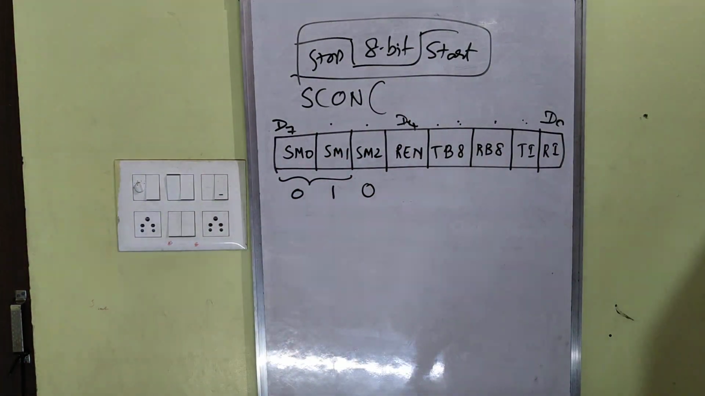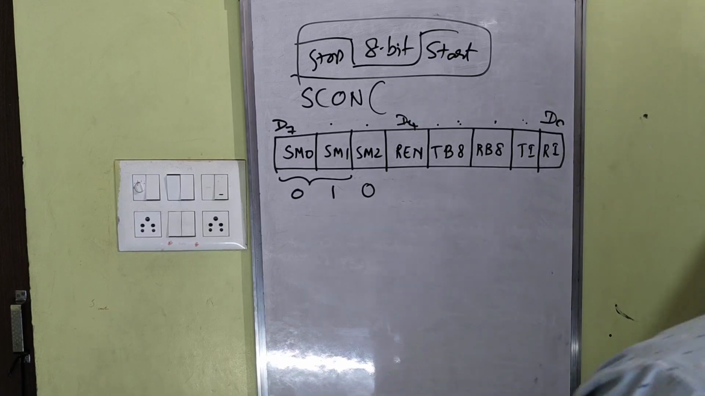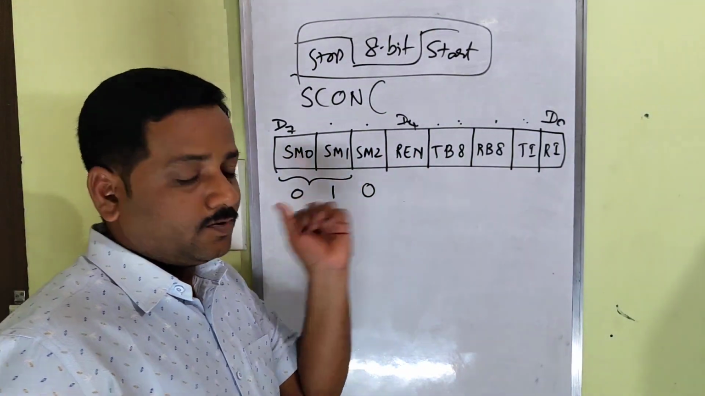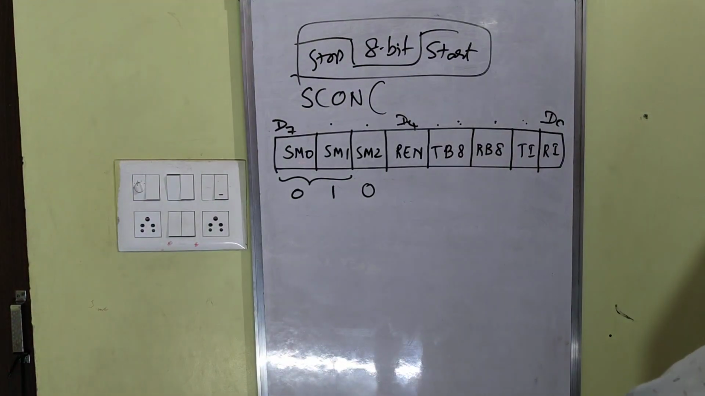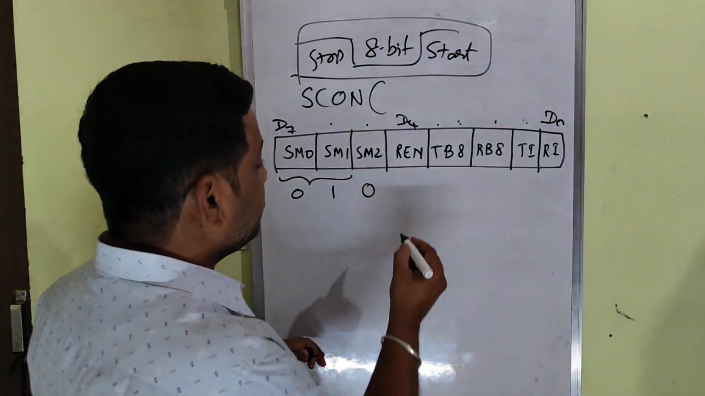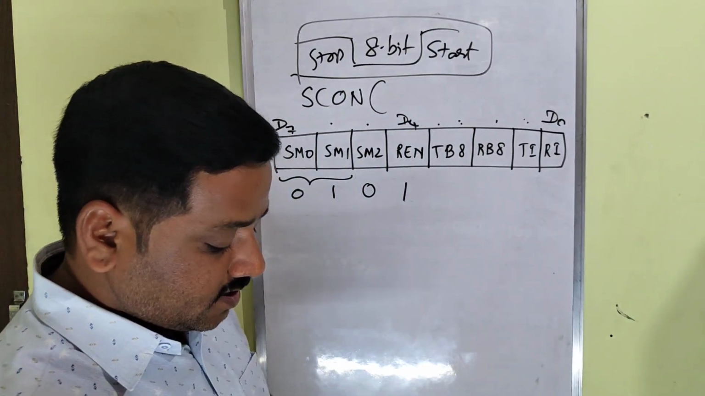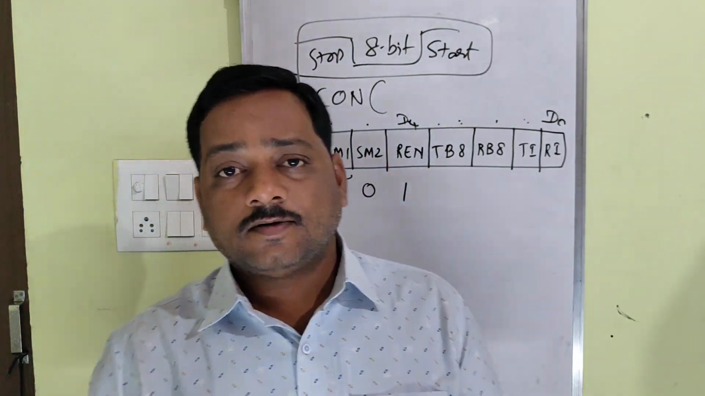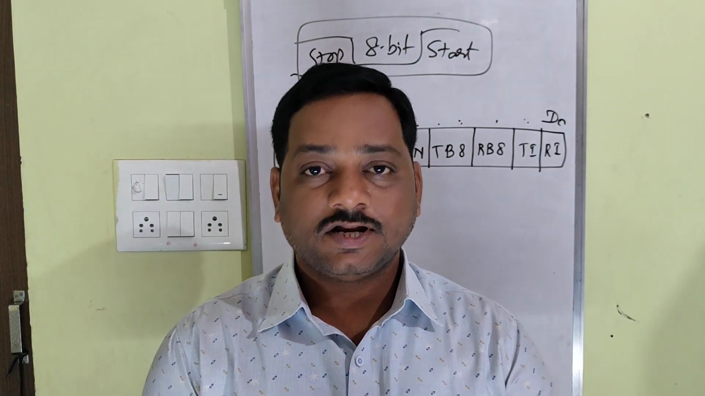So what is this? REN stands for receive enable. Okay, so REN is nothing but receive enable, and this pin has to be high. You have to make it high, 1. See, we have a control over serial communication.